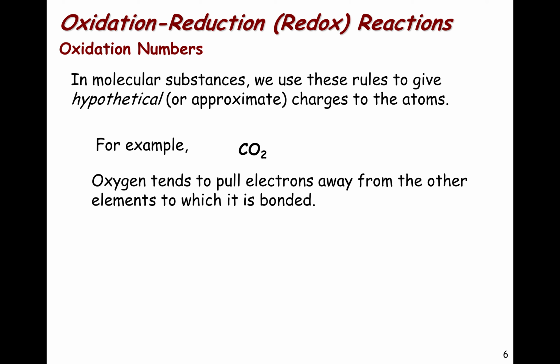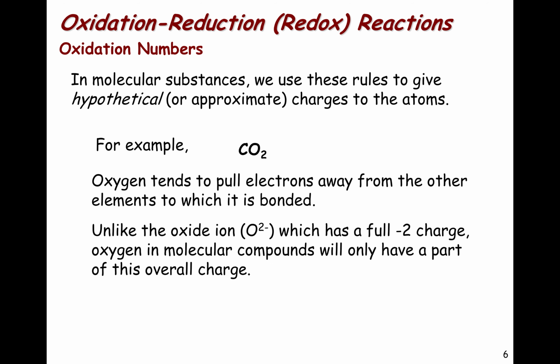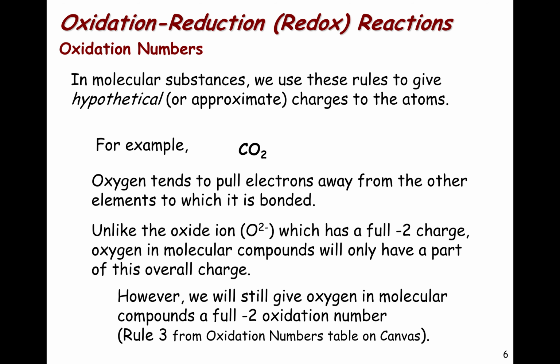Well, it turns out oxygen is more electronegative than carbon and therefore would tend to pull electrons away from the carbon, forming polar covalent bonds. Therefore, we can assign a hypothetical oxidation number to the oxygens of 2 minus, and as a result, this would require that the carbon have a charge as well. So, in this particular compound, if we were to say that there are 2 oxygens, both being 2 minus, then the carbon would have to be 4 plus.